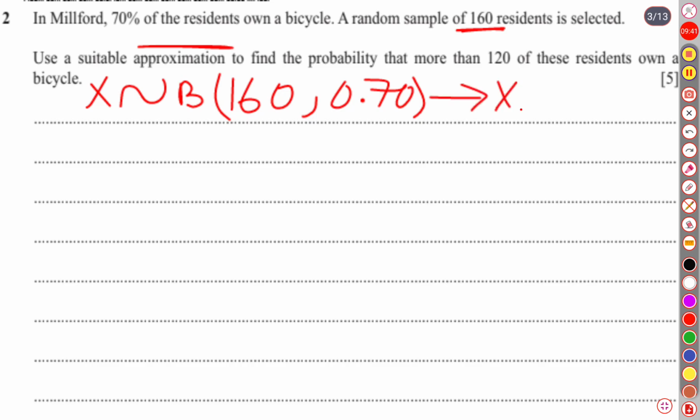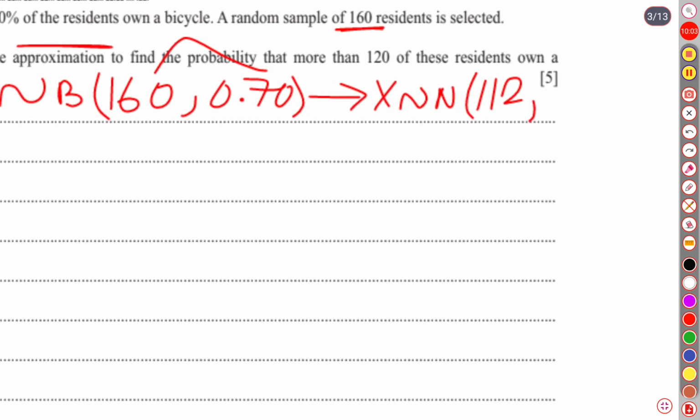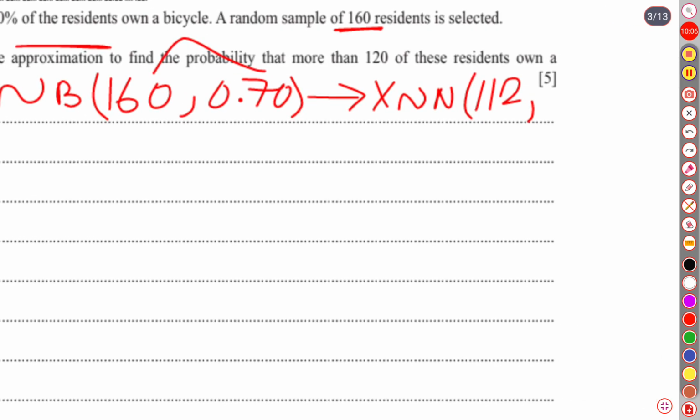Now this is going to be converted to a normal distribution. X belongs to normal distribution, and for the normal distribution the parameters are the mean as well as the variance. The mean is the product of n and p. If we multiply them, it is going to be 112. The variance is the product of n, p and q. q is 0.3. If we multiply 112 by 0.3, it is going to be 33.6.